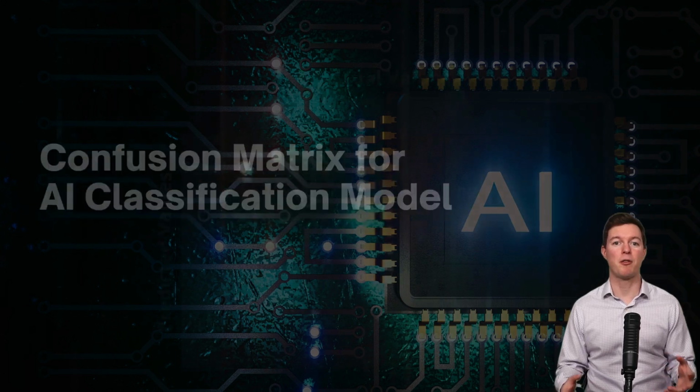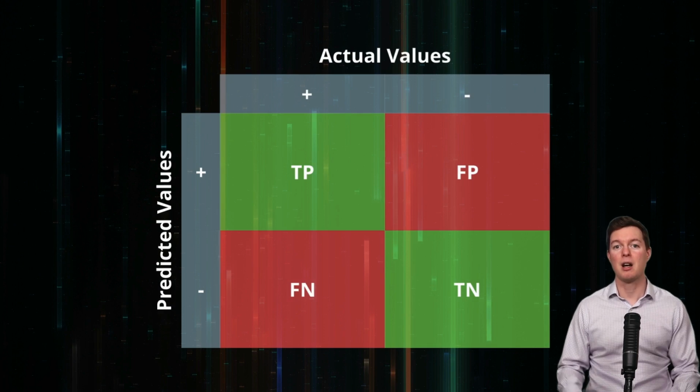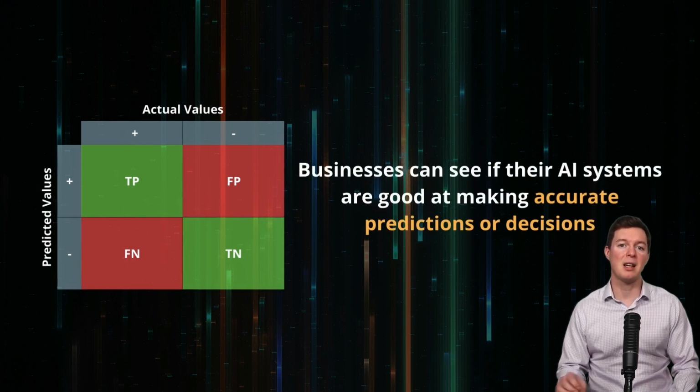Okay, let's have a look at the confusion matrix and how that can help. Now, don't worry, it's not that confusing. It's just a grid of 4 squares to map your results on and see how it did. A confusion matrix helps us to see how often an AI gets things right and wrong. By using this visualization, businesses can see if their AI systems are good at making accurate predictions or decisions.